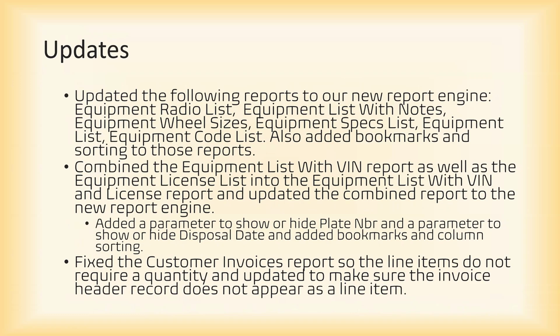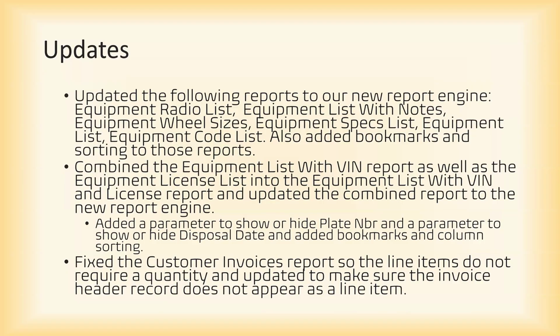Also, we've combined the equipment list with VIN report with a couple of other ones, because we used to have a whole slew of just an equipment list with this, an equipment list with that kind of thing. So we combined them together to give you parameters to get that same kind of report from the other one, but it's just one report that you're able to do it. We also had a parameter to show and hide plate numbers and disposal dates. We also, again, added the bookmarks so that you can see it, and you can now column sort the report.